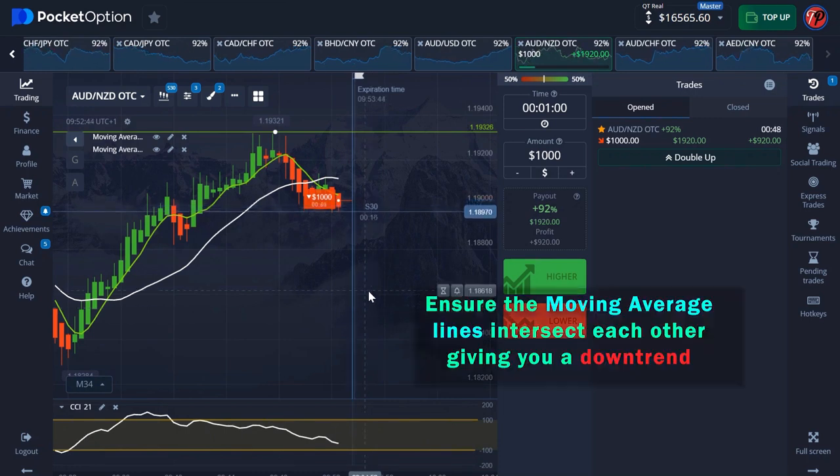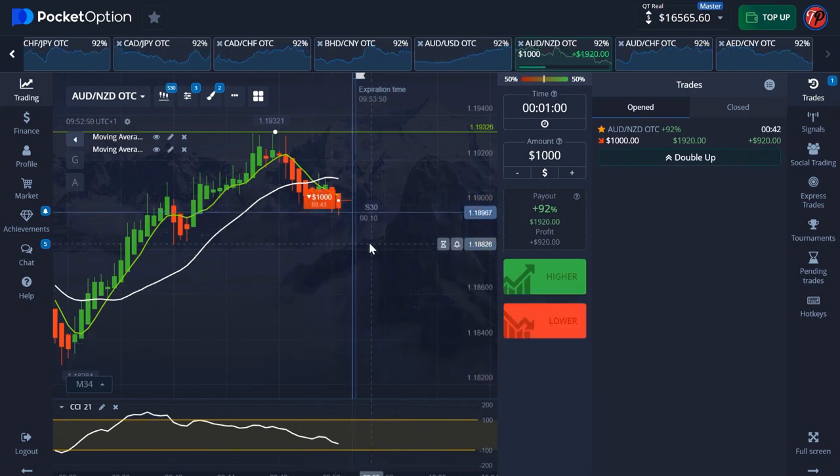Like I said earlier, before you enter a trade, the number one thing is to make sure that both your moving averages intersect. Not only that, let them be giving you a downtrend confirmation.